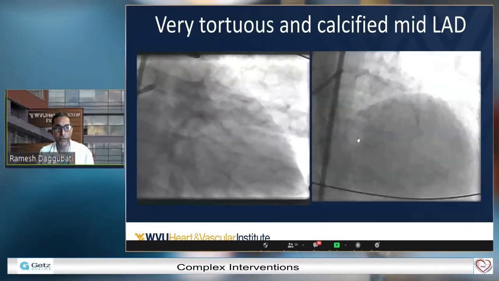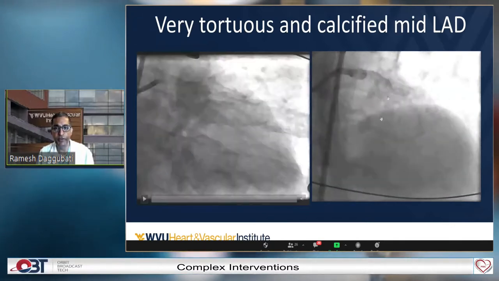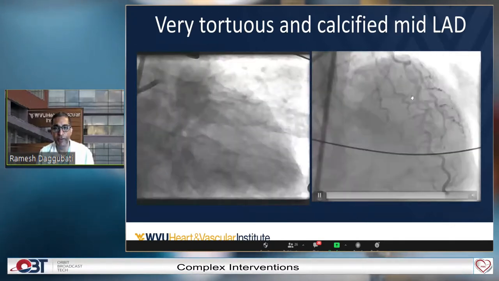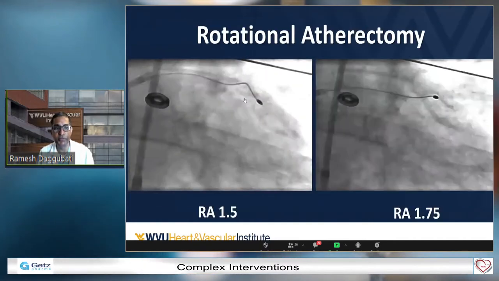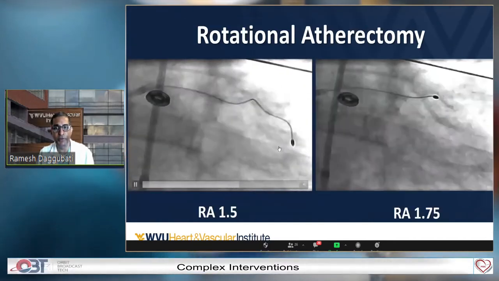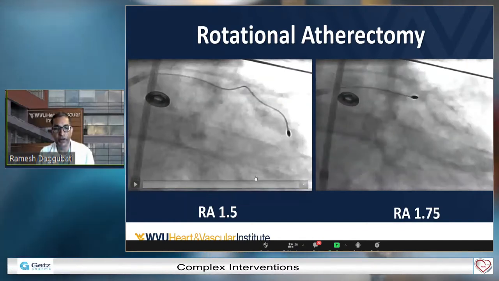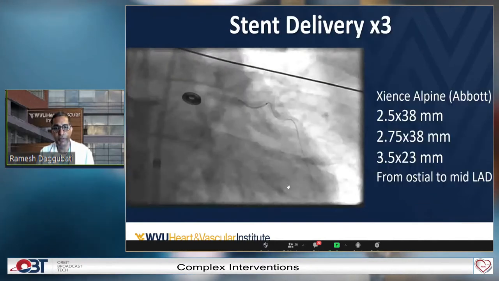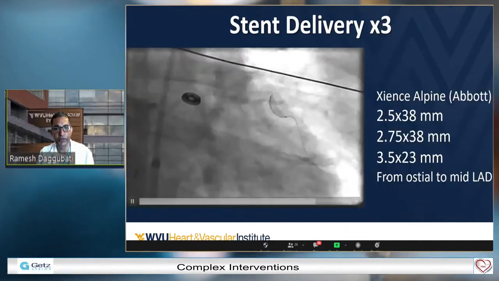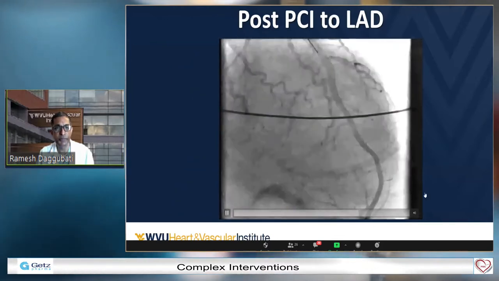This is somebody in the first 10 or 50 cases. The LAD is very tortuous and very calcified, as you can see. This is a rota, and this run is a polishing run. That's why I'm trying to tell you, do not think that's how we did it. We did it very slowly. It took a long time to do the 1.5 and then the 1.75. And then we were able to deliver 3 stents. It was a great result. This is how the post-PCI LAD looked.